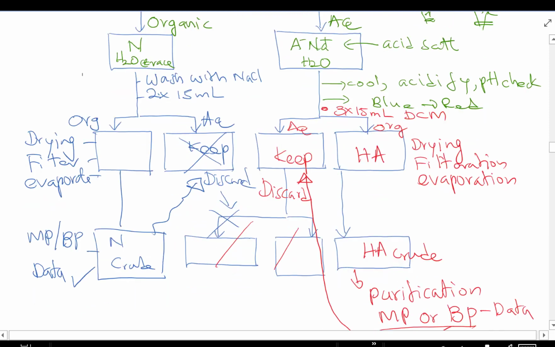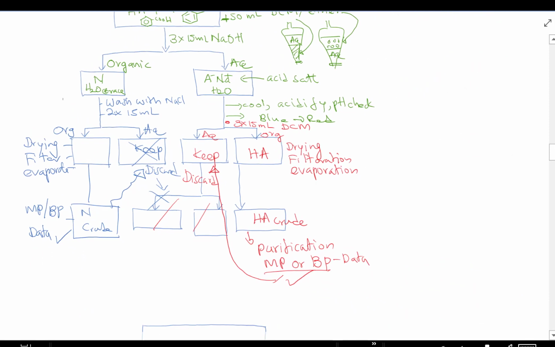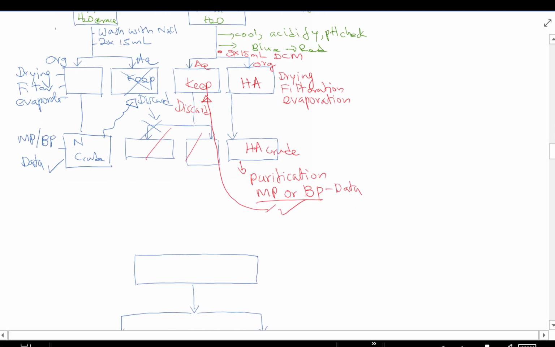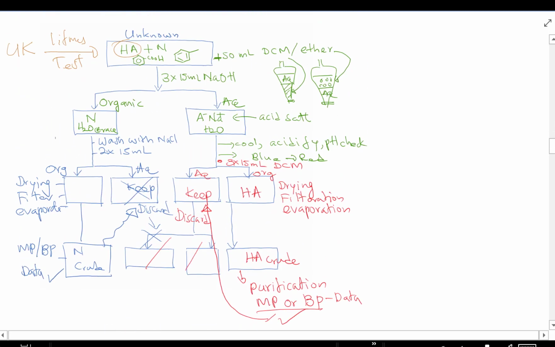And you can check the melting and boiling points depending on the solid or liquid for the normal neutral crude, or you can purify that too. So that's the acid and neutral compound separation. Sometimes your professor doesn't tell you it's an acid, it's an unknown. So you can do a litmus test at the beginning and then decide whether it's an acid and a neutral.